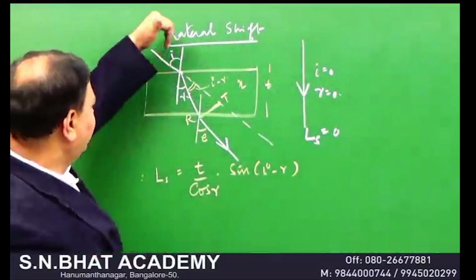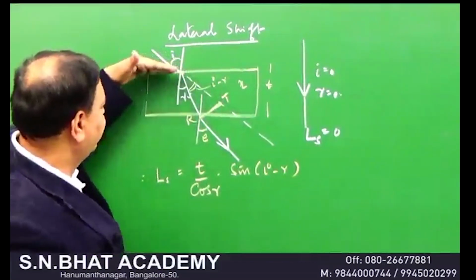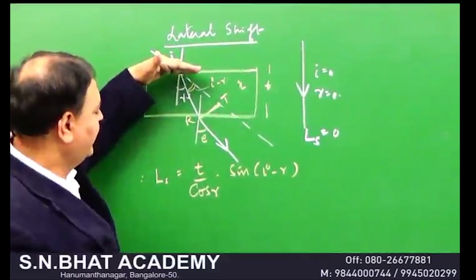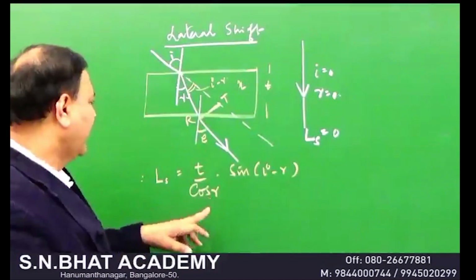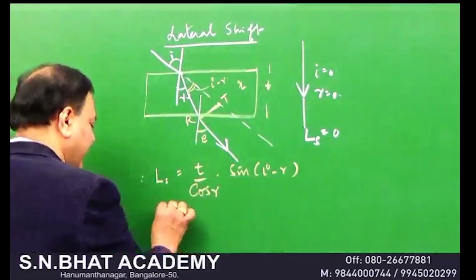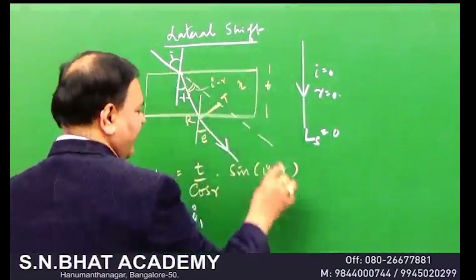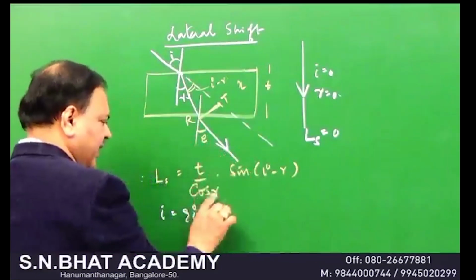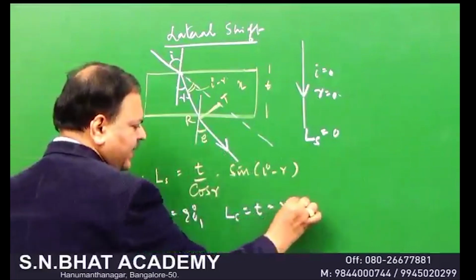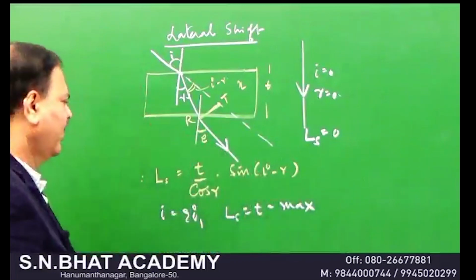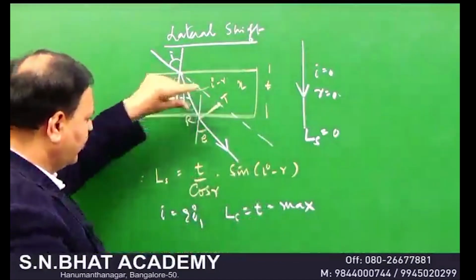And this lateral shift is maximum when it is incident at 90 degrees. Very important it is. When the angle of incidence is 90, you know that the angle of refraction is 0. Sin 90 is equal to 1, cos 0 is equal to 1. And therefore, under this condition the lateral shift is equal to t, and that's maximum. You should remember this. Your lateral shift depends on thickness. As the thickness increases, the lateral shift also increases.